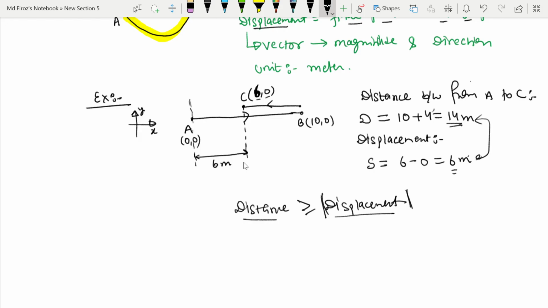But in which case is distance equal to displacement? In that case, the particle does not take a U-turn and only goes along a straight line. So the distance and displacement will be equal.